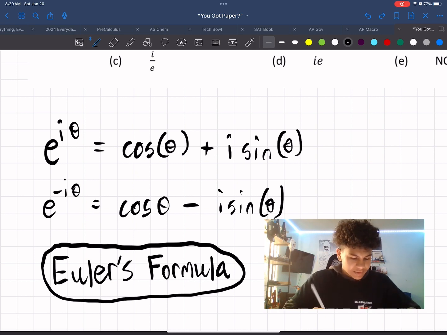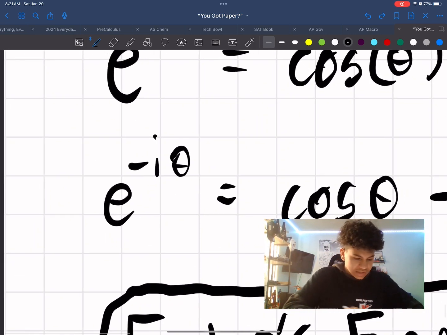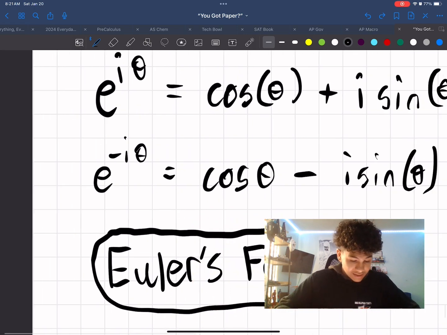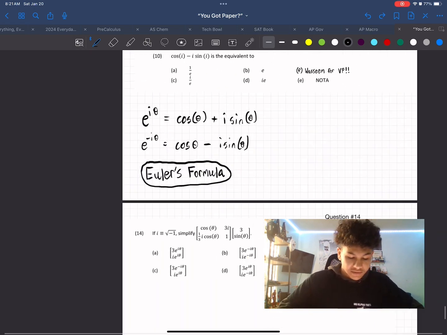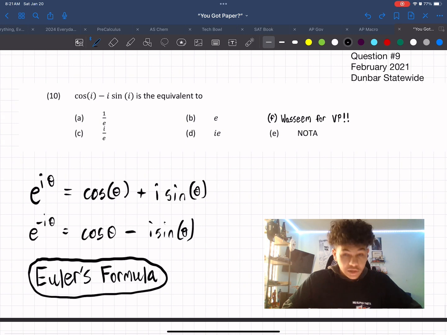So it's really important to be able to differentiate the two. If you ever see the i negated, then you're going to have to make the plus a minus as well. So now that we know what Euler's formula is, let's try to see if we can solve these problems.